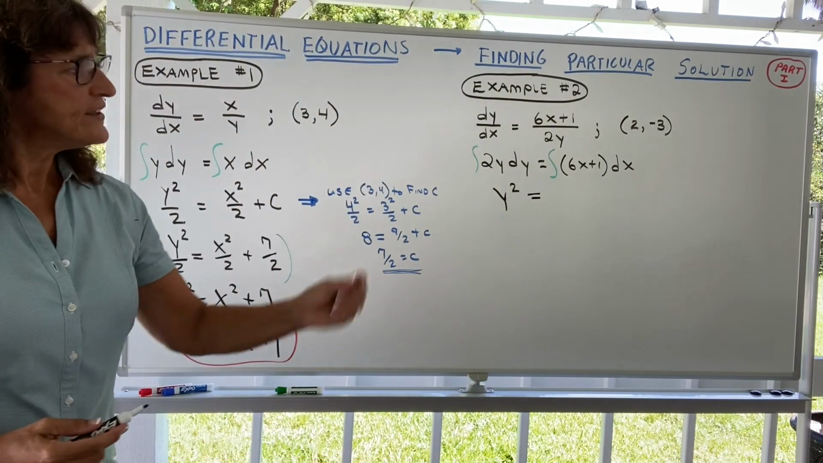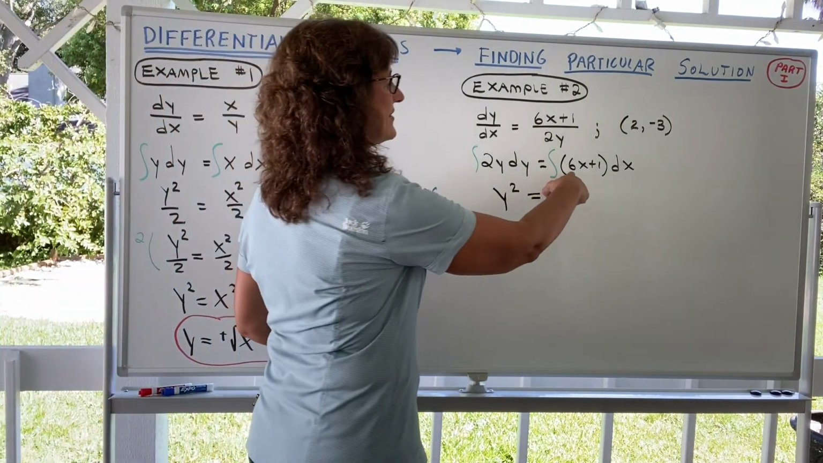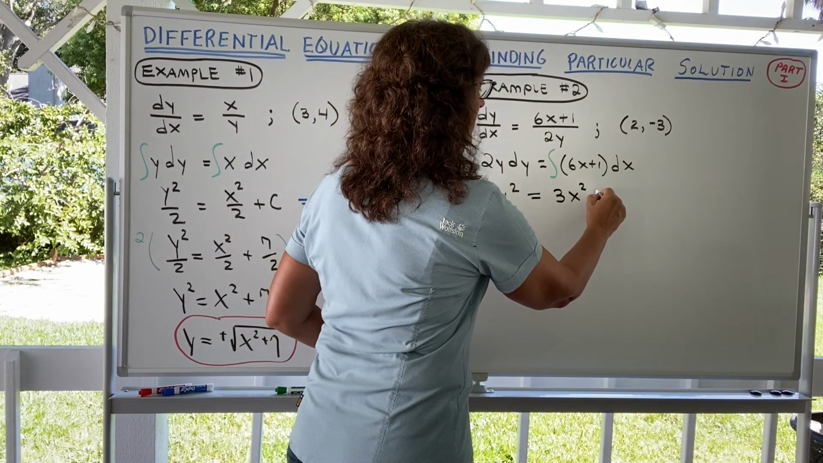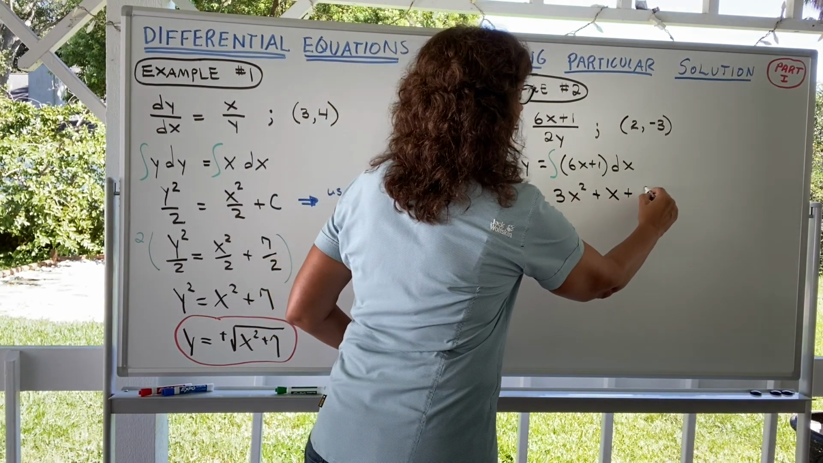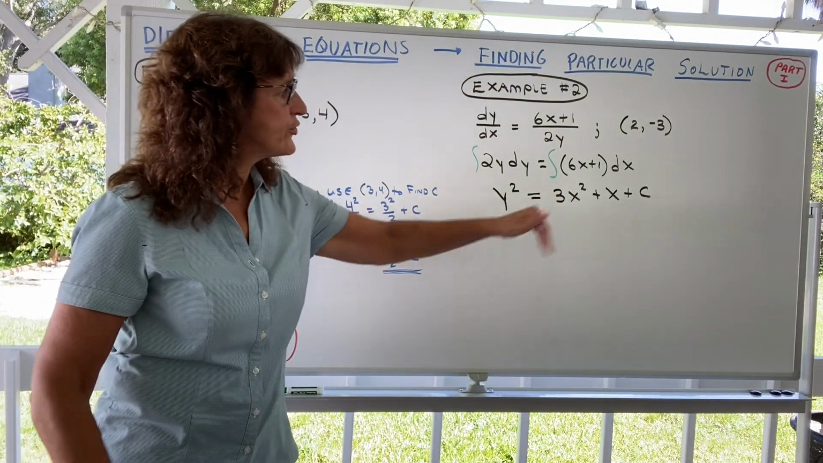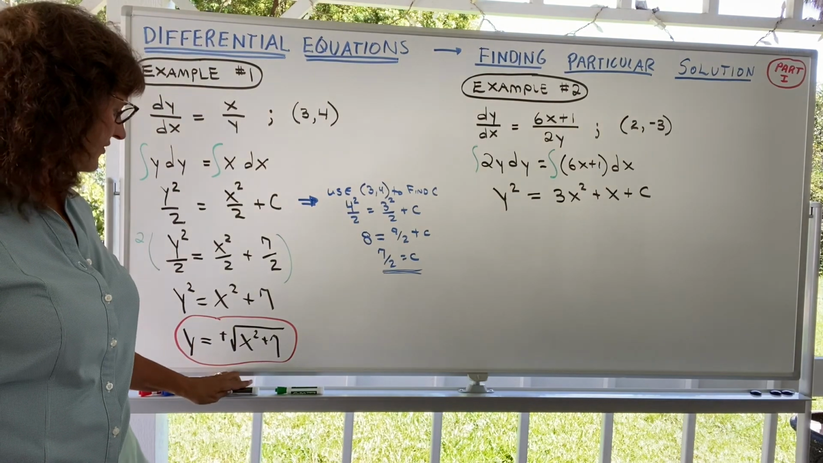All right, the right side, integrate 6x. You get 6x squared over 2, so that's 3x squared. Integrate 1, you get x. And then don't forget that constant of integration. Okay, so here we are. So y squared equals 3x squared plus x plus our constant.